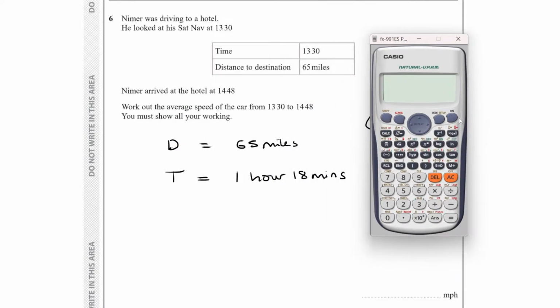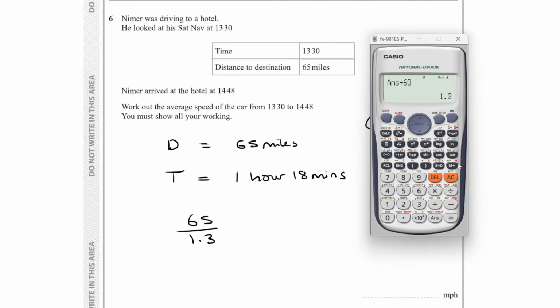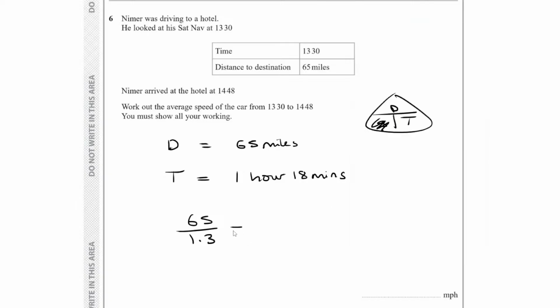So there's a few different ways. What I did was I said, well, I know that there are 60 minutes in 1 hour. Then there's the extra 18 minutes, isn't it? So it's 78 minutes. And then if I divide that by 60, it gives me a decimal for hours. So it's obviously 1 hour, 0.3. 1.3 hours. So I can do 65 divided by 1.3, and that gives me 50 exactly. Yep. 50 miles per hour.